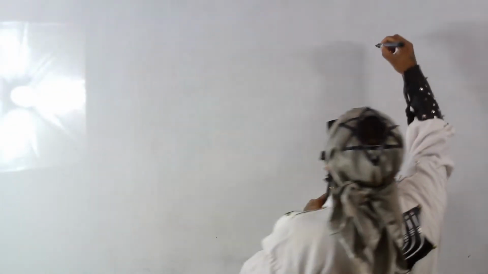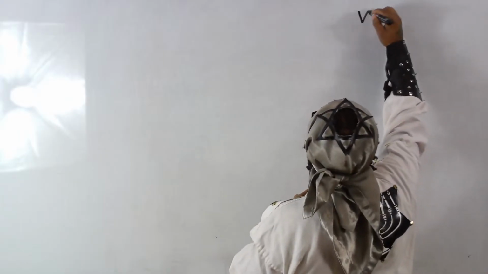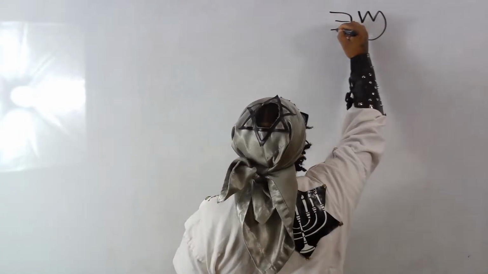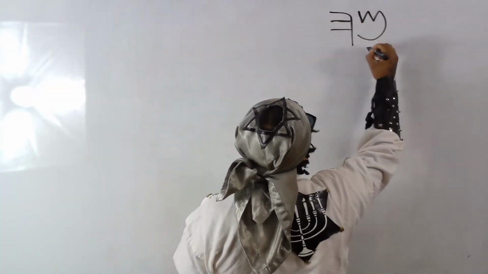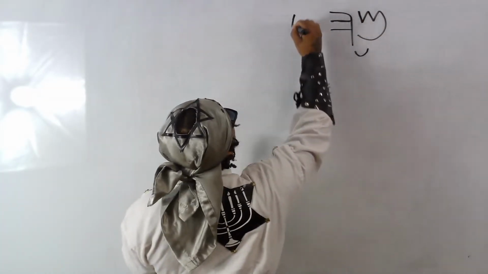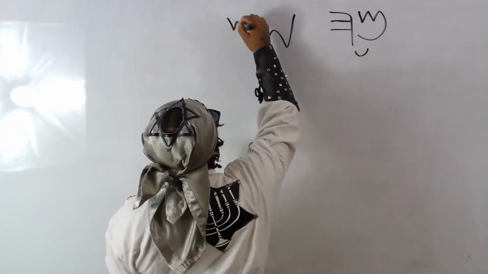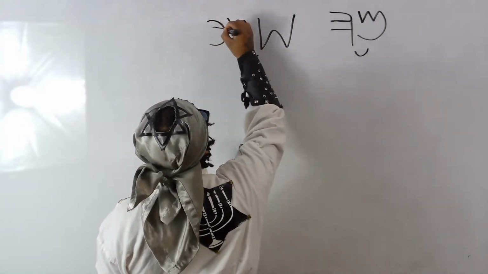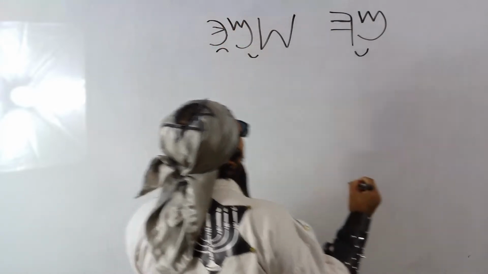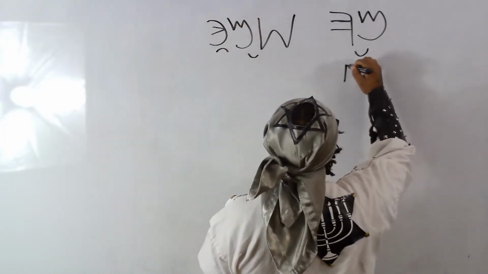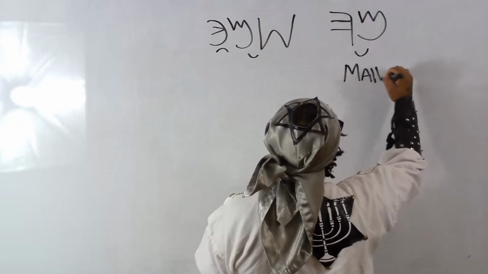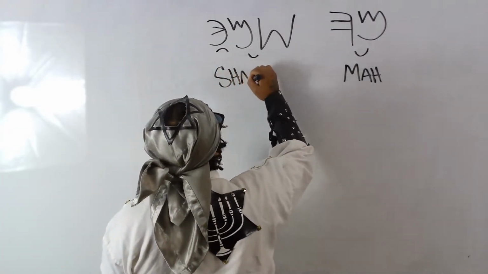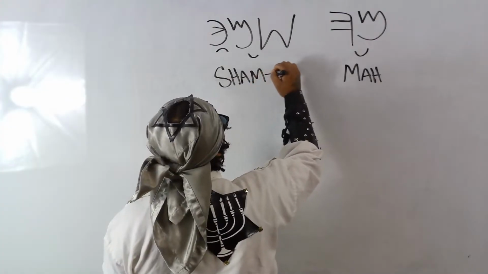You say Ma Shumka. Ma, the character Ma and the character Ha connected. Shum. Shin, Ma connected, and Ka at the end for your. You or your. Ma Shumka. All right. Ma Shumka.